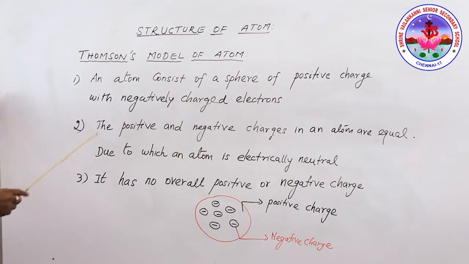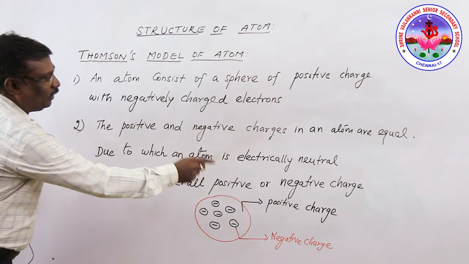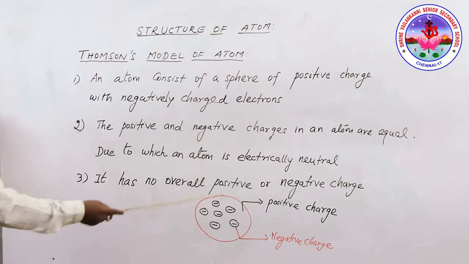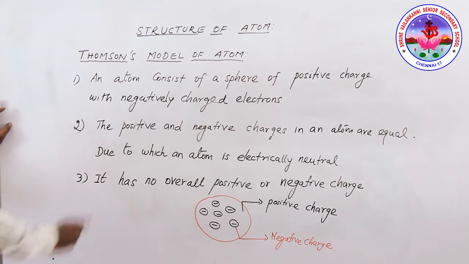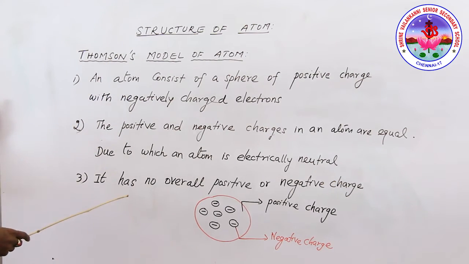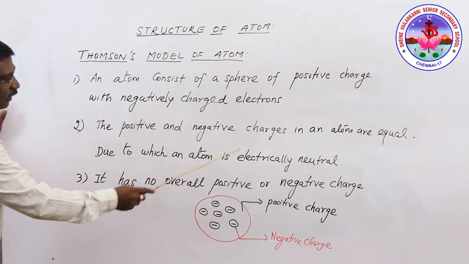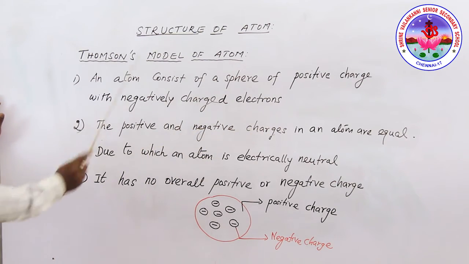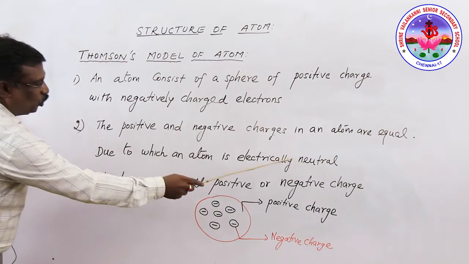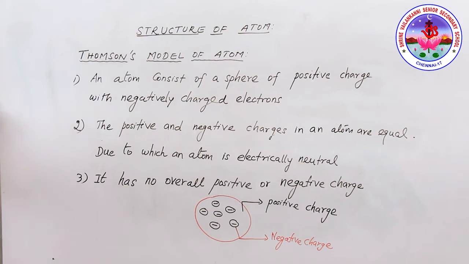Clear? The next one: the positive and negative charges in an atom are equal. There is no higher value of positive charge and no lower value of negative charge. Both positive and negative charges in an atom are equal. That is the second postulate of the Thomson atom model. Due to this, an atom is electrically neutral. The negative charge particles and positive charge particles are equal, because electrically the atom is called neutral in charge. Correct? So it has no overall positive or negative charge. These are the important postulates of the Thomson atom model.